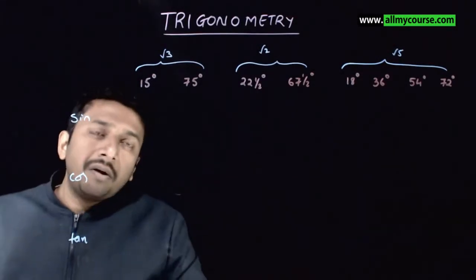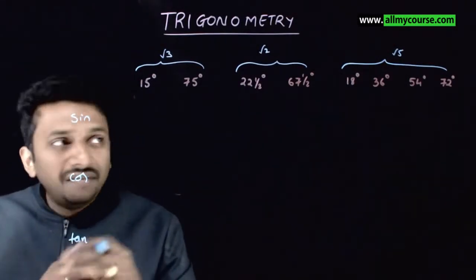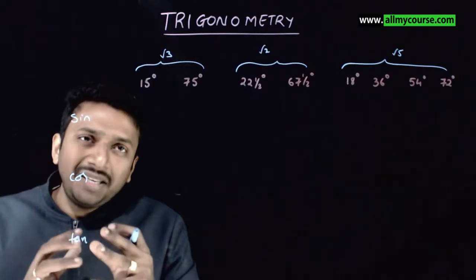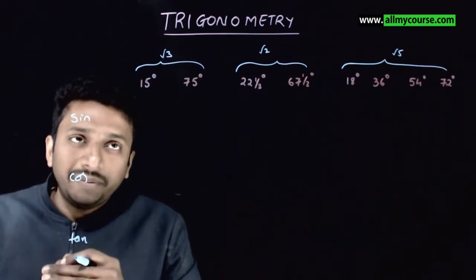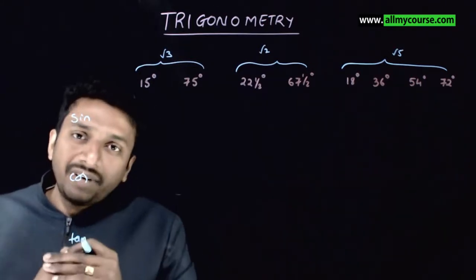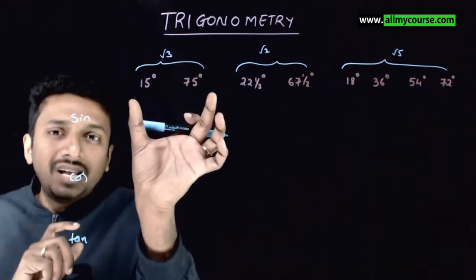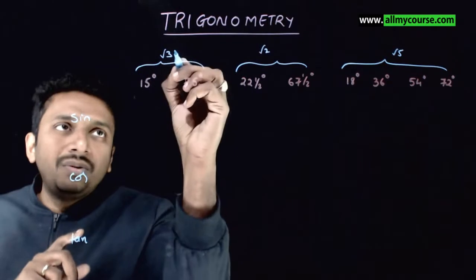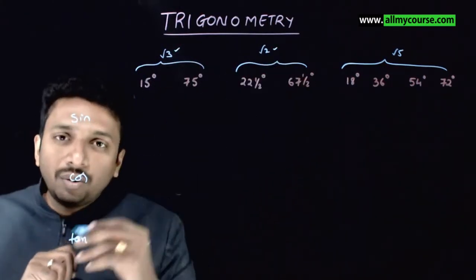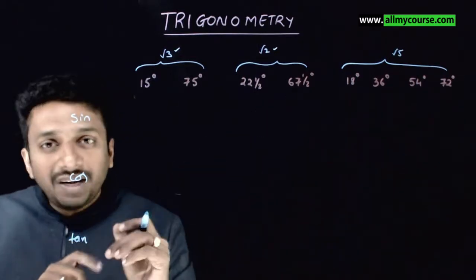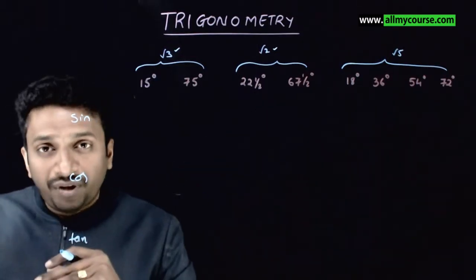So now let us look at all the ratios that we have derived in the form of a table. So let us see what the ratios are that need to be remembered. So you have 15 and 75 degrees. What you need to remember is the ratios of these will be related to root 3. 22 and a half, 67 and a half, the ratios will be related to root 2. And multiples of 18, the ratios will be related to root 5.